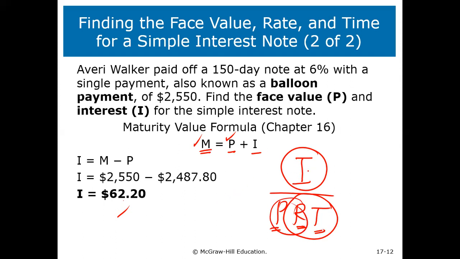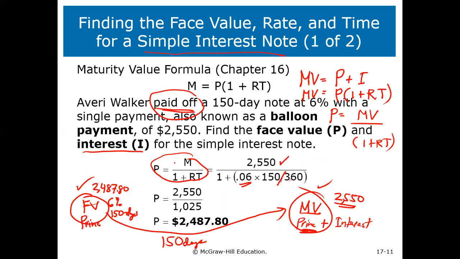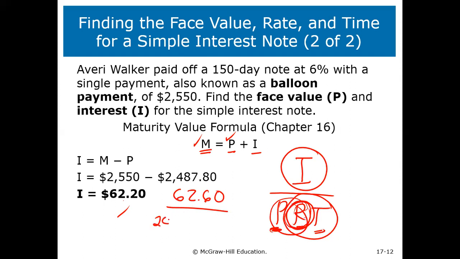So we know the interest is 62.6. Let's compute for the rate. Let's compute for the effective rate. So the interest is 62.6. What is our principal? Our principal is what we computed a while ago, 2487.8, and then times the time, which is 150 divided by 360.